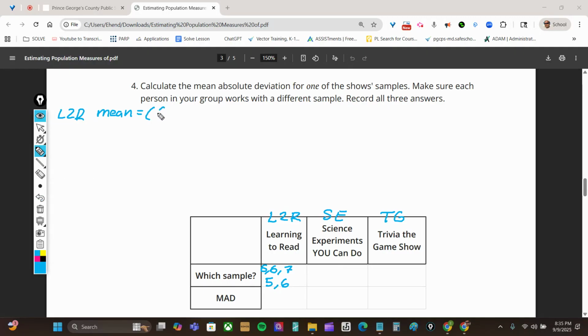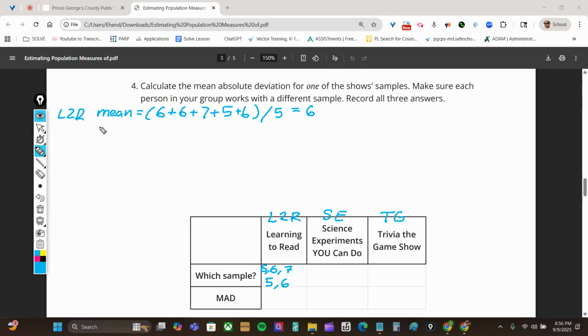Okay, 6 plus 6 plus 7 plus 5 plus 6 added up. Divide by 5, giving you the mean. Pause for a second. All right, so where were we? So when you add all that up and divide by 5, you're basically going to get 6.